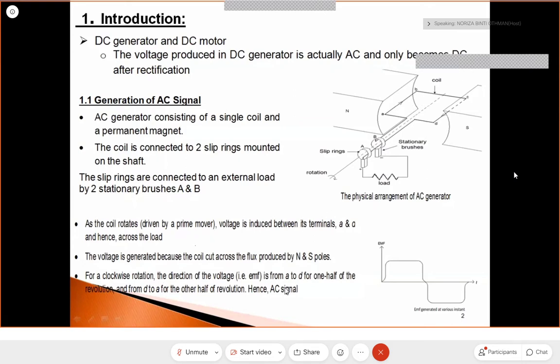Okay, the direction of EMF is from A to D for half of the revolution. So untuk clockwise dia akan produce signal yang positif ni. And then daripada D ke A maksudnya dia rotate balik, so dia akan dapat yang negatif ni. So ini adalah AC signal, bentuk dia macam ni sikit lah. AC tu is positive and negative, so itu adalah AC signal.